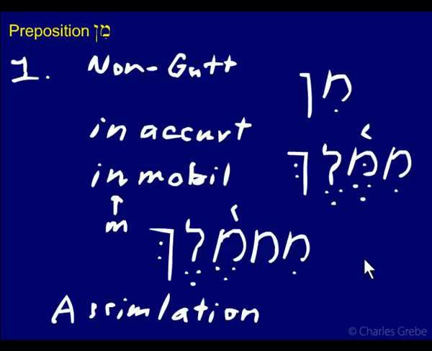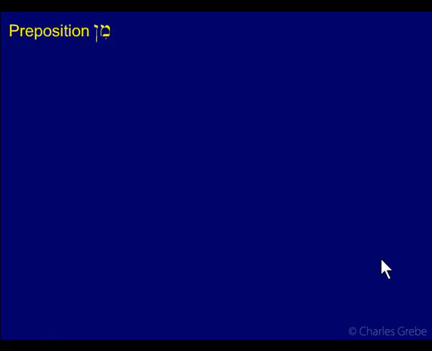Now, just a note, and again, this is just applying rules we already know. If the next letter is a letter that has a vocal sheva under it, and you add min, you want to double this, then sometimes it won't double.